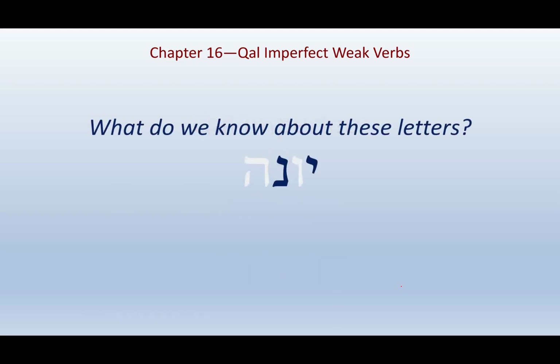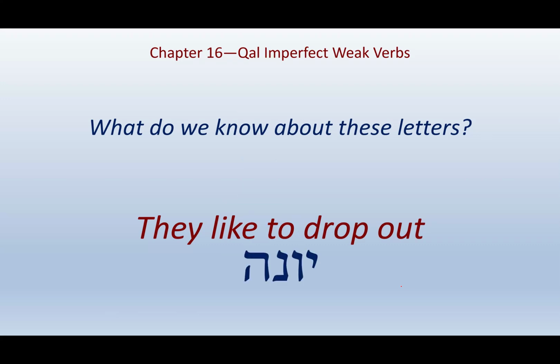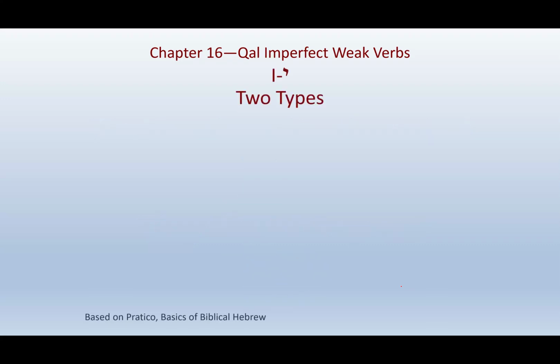So yod, what do we know about yod? And what do we know about noon? Because we're going to talk about noons next. That's a part of the Jonah name. Those are the ones that like to fall out, and we already saw that. So they fell out again. When it comes to one yods, there's two types. Type 2, we'll start with that because it's easy. Type 2, the yod does not drop out.